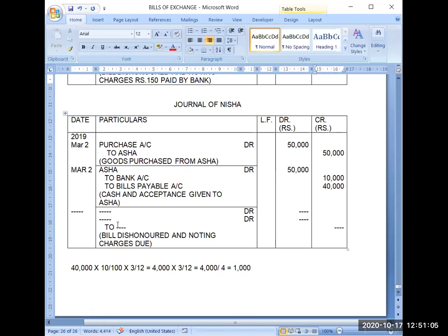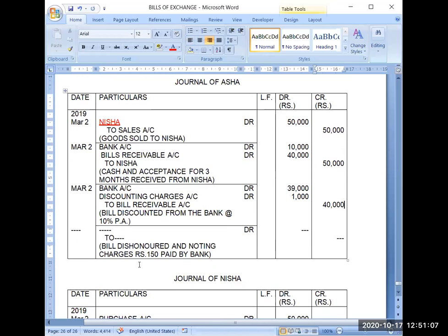Now coming to the next transaction, and last transaction is saying that bill dishonored and noting charges rupees 150 paid by bank. So because the bill was lying with bank, it is now liable to present the bill, and Nisha has not made the payment. This all will be done on the due date. So first we will calculate the due date. We are supposed to fill the due date also.